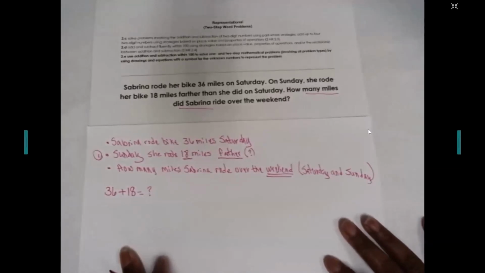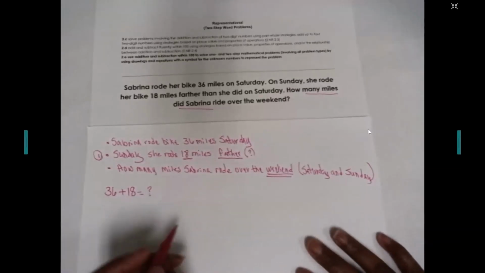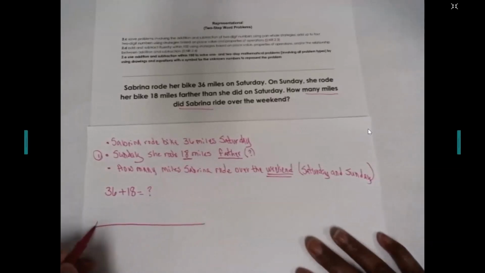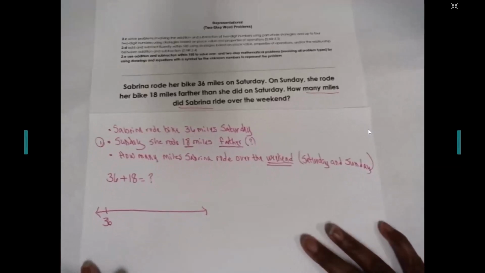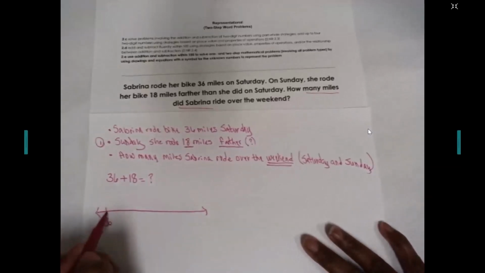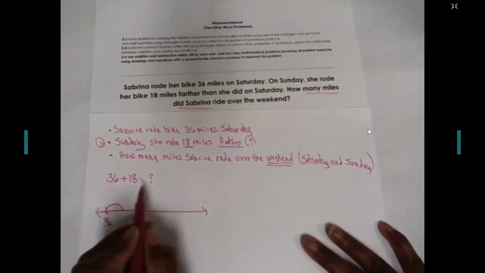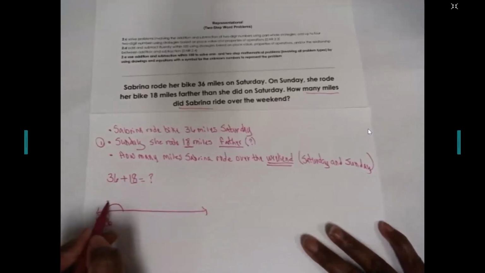Now, remember I mentioned earlier, our students are working more with those representational strategies. So we could use a number line here to figure out Sunday's miles. And we can start here with 36. And we can make some friendly jumps on our number line to figure out the answer to this. So I'm going to jump 10 first of my 18. And that puts me at 46.